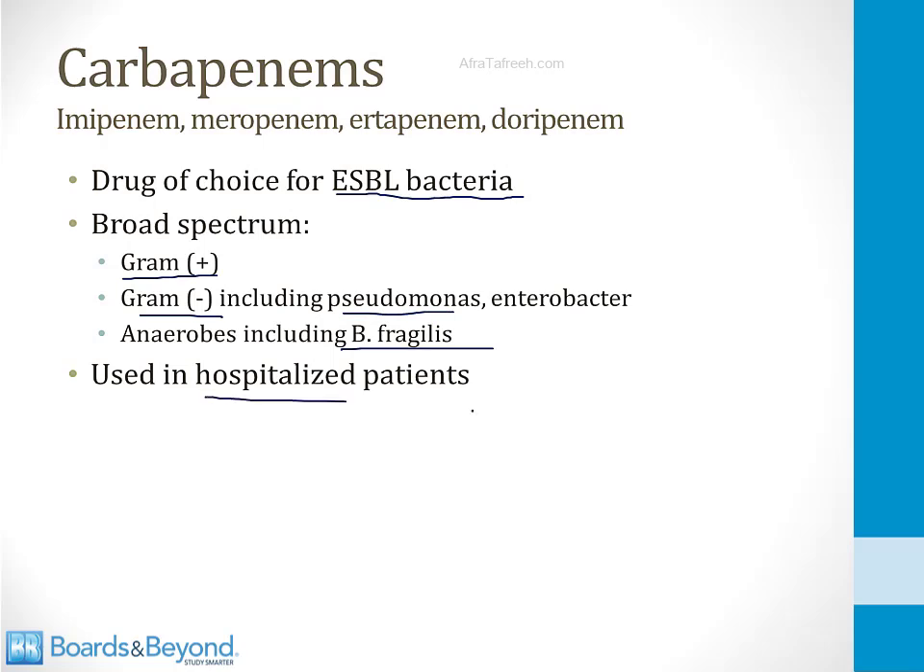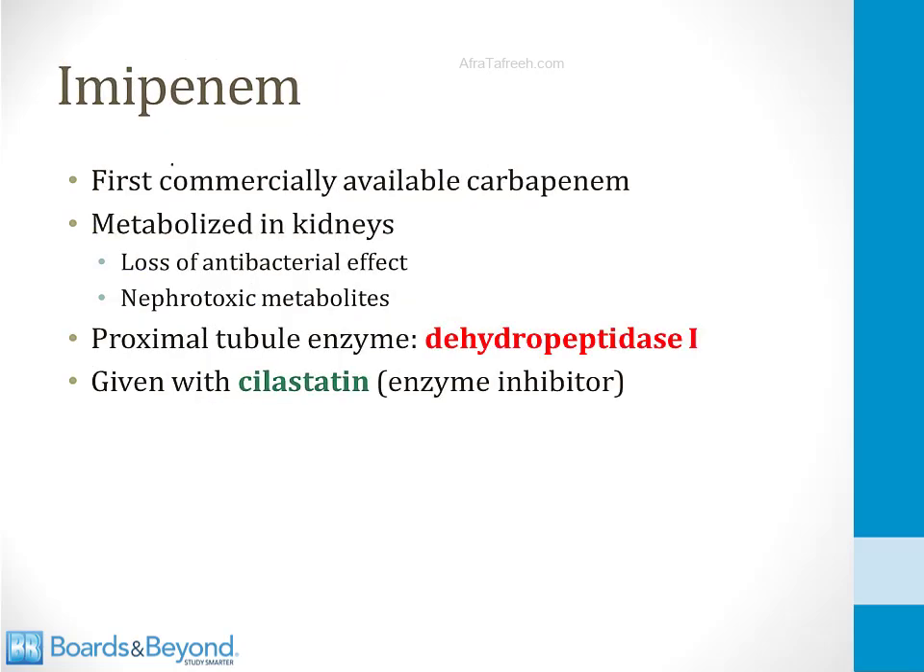They're often used in hospitalized patients, especially in cases where the blood cultures show that the bacteria causing infection is resistant to many beta-lactam antibiotics. Imipenem was the first commercially available carbapenem. However, it had a unique problem in that it was metabolized in the kidneys. This led to a loss of its antibacterial effect. It also led to production of nephrotoxic metabolites.